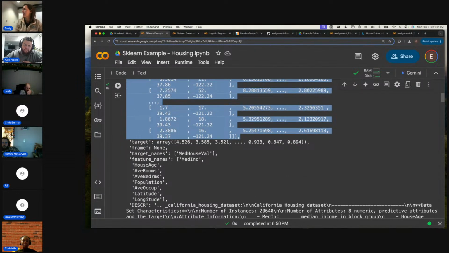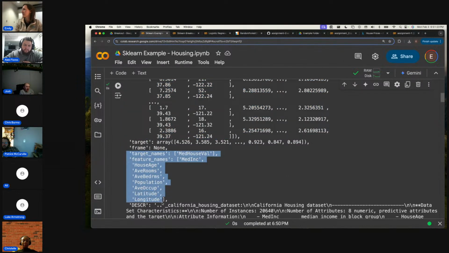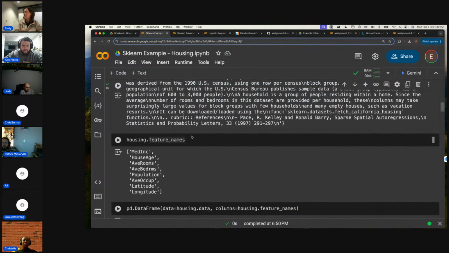However, we have a thing here called target names and feature names. And we can see that target name is median house val, and feature names, oh look, here's all the names for our columns. Great. This is really useful key value pair information, but how do we put all this together into a pandas data frame in a way that's a little easier for us to parse?